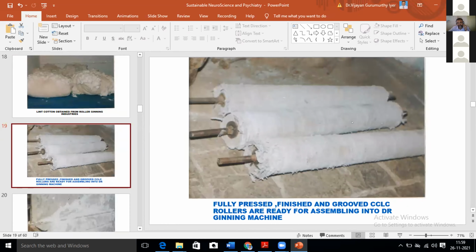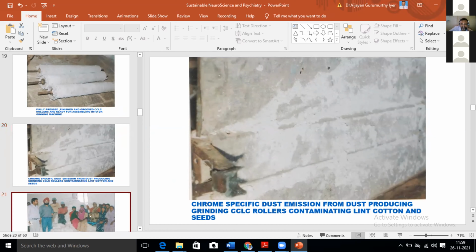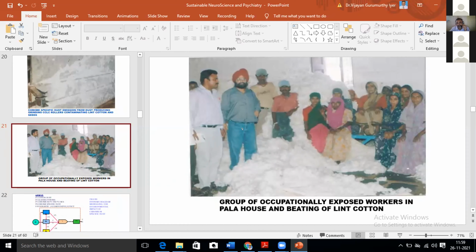These rollers are made up of chrome composite leather clad rollers, the chemical aspect. So this has environmental pollution. It produces nanoparticles to macro particles close to 1 mm, and this has effects on the brain and neuro of the workers who are working in the vicinity. So these are the workers.